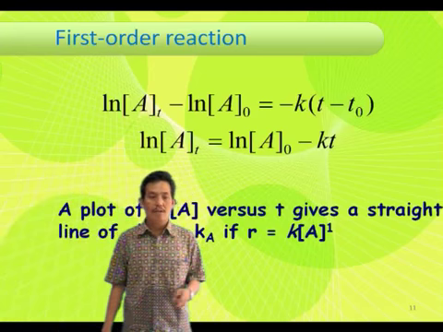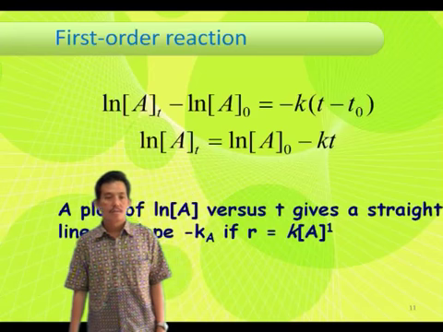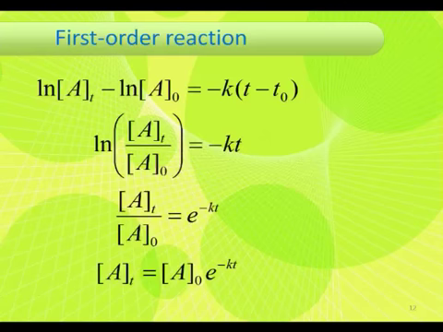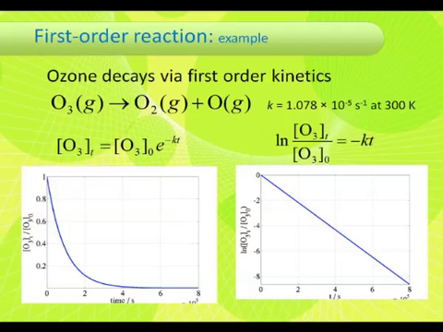By plotting ln of the concentration of A versus t, we can get a straight line with slope minus k. So for the first order, we can get a slope like that. By plotting ln A against t, we get the straight line.